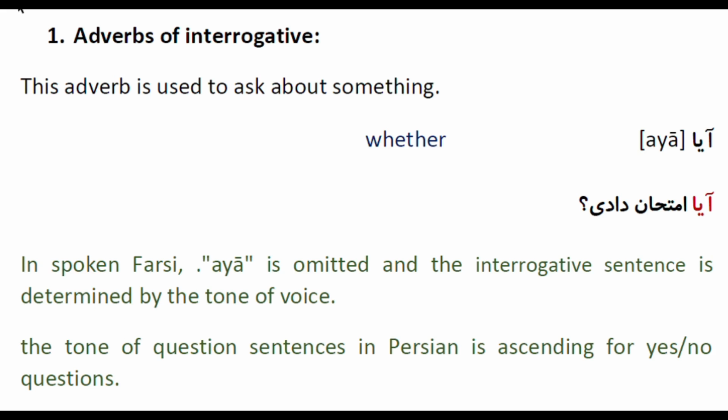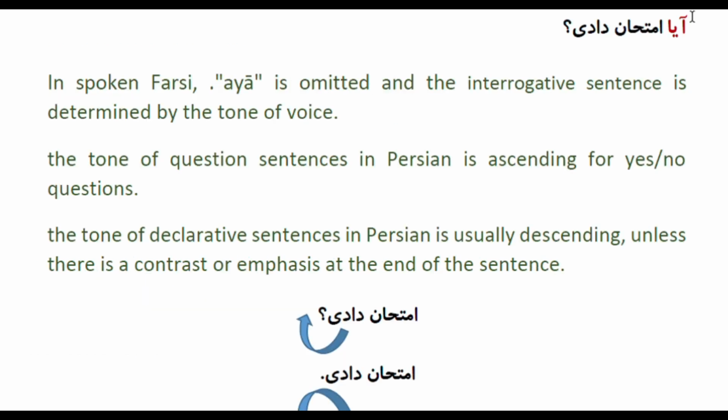Number 9. Adverbs of interrogative. This adverb is used to ask about something. For example, آیا امتحان دادی؟ In spoken Farsi, aya is omitted and the interrogative sentence is determined by the tone of the voice.